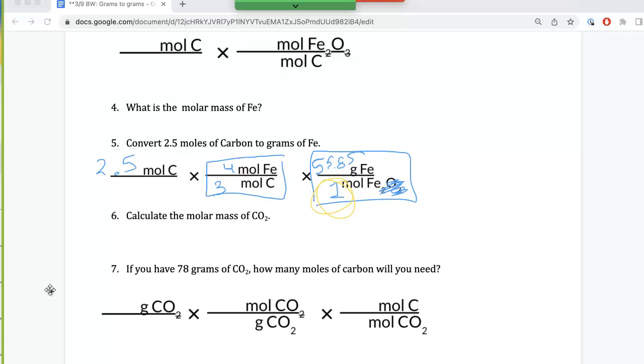Divide that by 3 and get 186.17 grams of iron. There are multiple ways you could do that math. That's how I choose to do it.